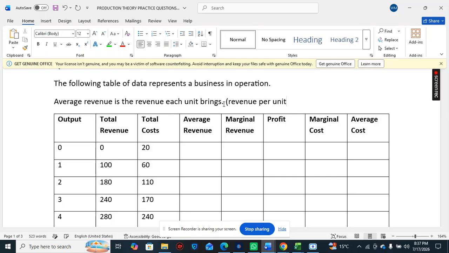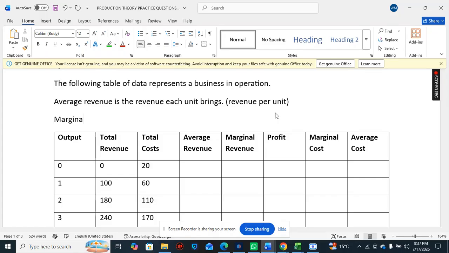Then we've also got the marginal revenue. Marginal revenue is the additional revenue you get when you sell an extra unit. All right, that is marginal revenue.